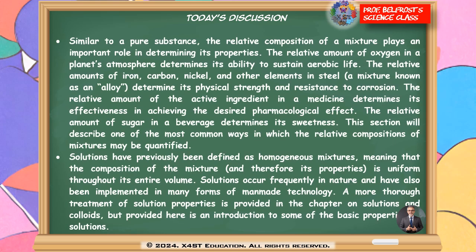Similar to a pure substance, the relative composition of a mixture plays an important role in determining its properties. The relative amount of oxygen in a planet's atmosphere determines its ability to sustain aerobic life. The relative amount of active ingredients can show effectiveness, strength, or resistance. This is a very important characteristic of something that we analyze.